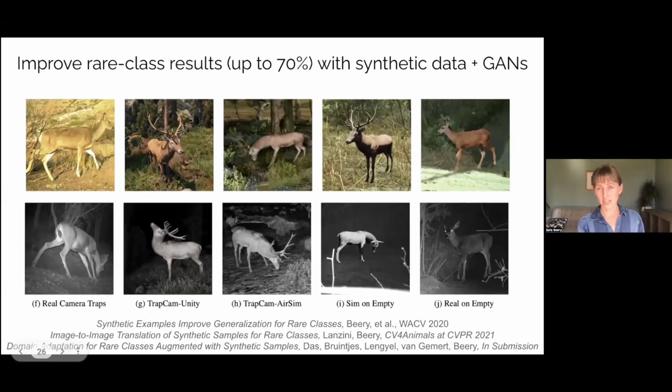One of the things that we've looked at to try to improve performance on these rare classes is using a combination of graphics-based synthetic data plus generative adversarial networks that are used to increase the realism of that graphics-based data. And here we found the most effective thing was not pixel-to-pixel GANs, but actually GANs that were just learning to mimic low-level image statistics for a given set of test cameras. And we found that we could get improvements on rare classes by up to 70%.